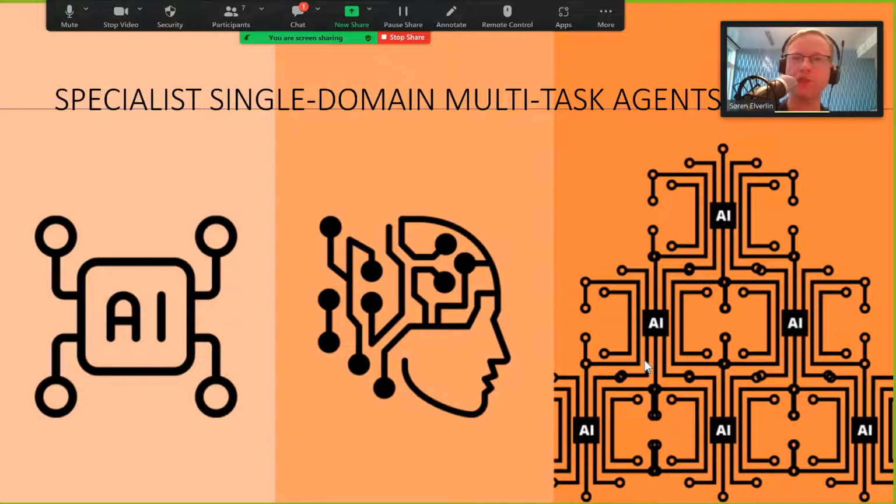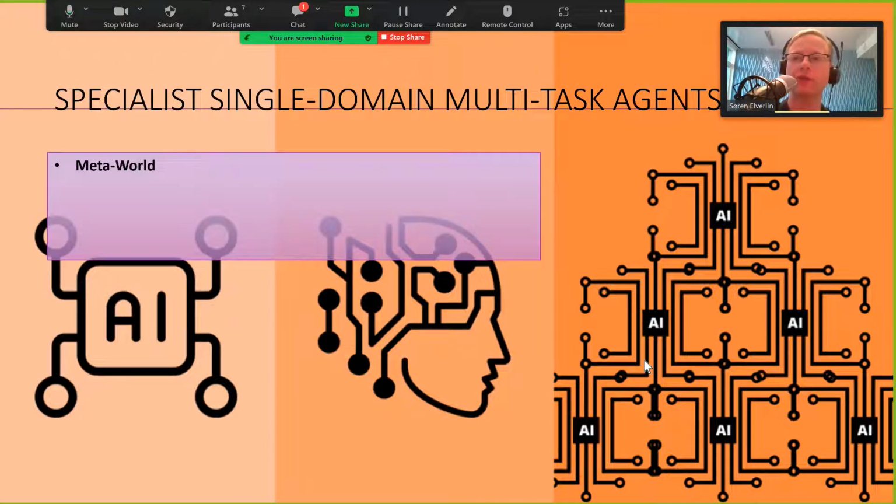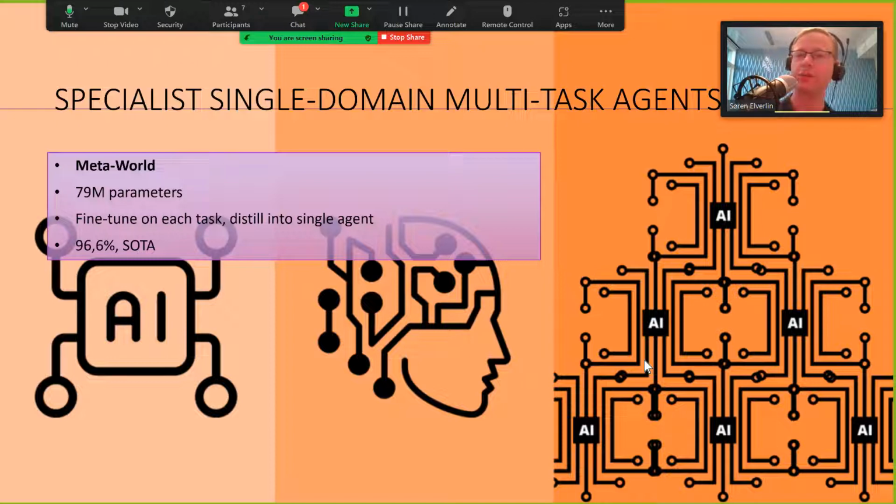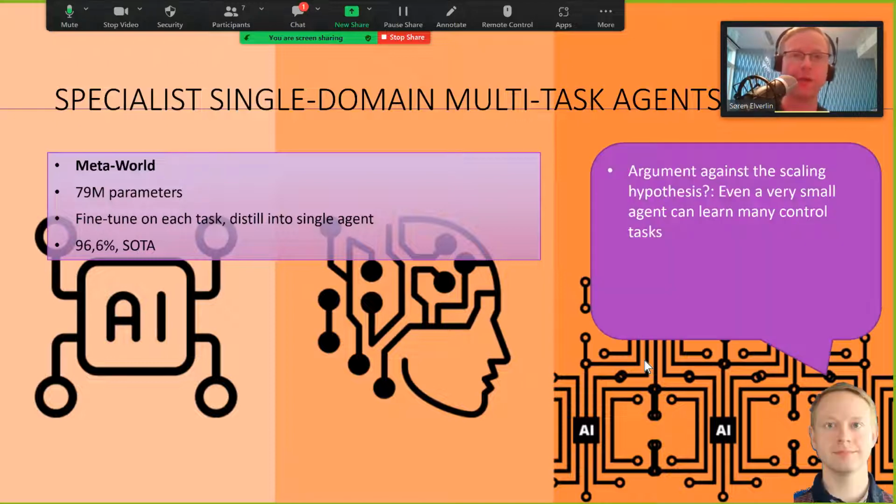The authors of Gato do more. They try to train some specialist single domain multitask agents. So within this control domain, they train it on all these things and nothing else, and see if they can distill this into a general controller that is capable of doing all these tasks. In MetaWorld, they're using one with 79 million parameters. They managed to train on all these and distill into a single agent that has a success rate of 96.6, which is state of the art.